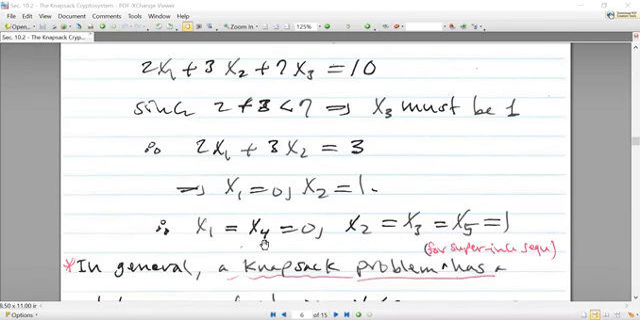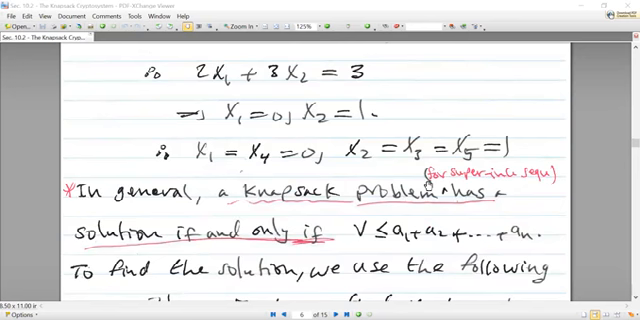So this is the way we solve this type of knapsack problem, going from the last x sub n, and either it's going to be equal to 0 or 1, depending on the sum of the previous terms. If it is smaller than the last term, then we include it, and then we form another equation, and we repeat this process.